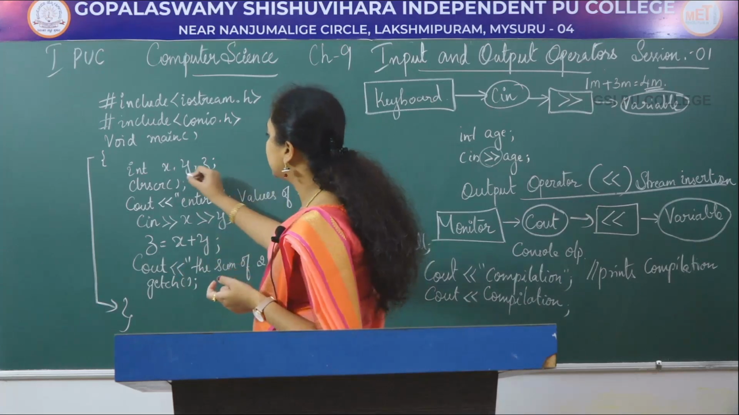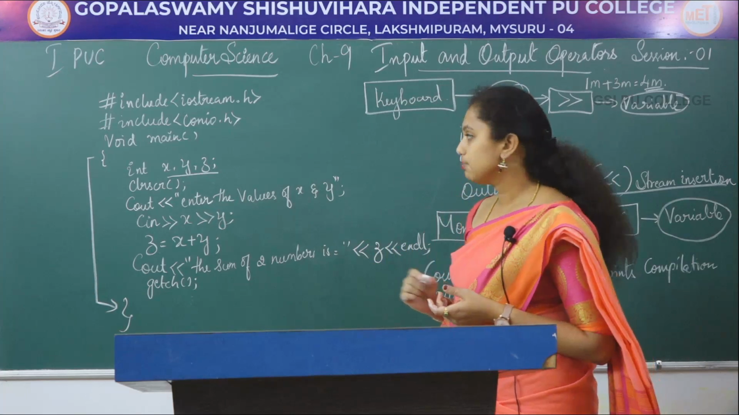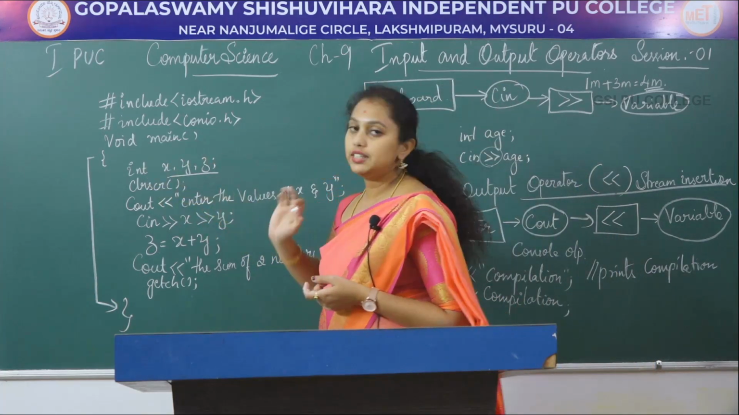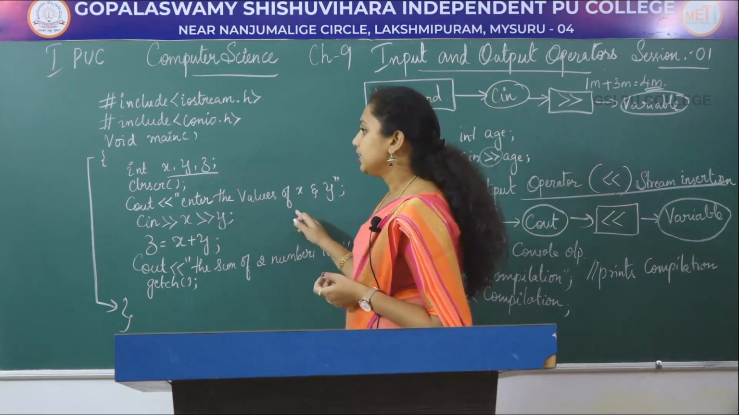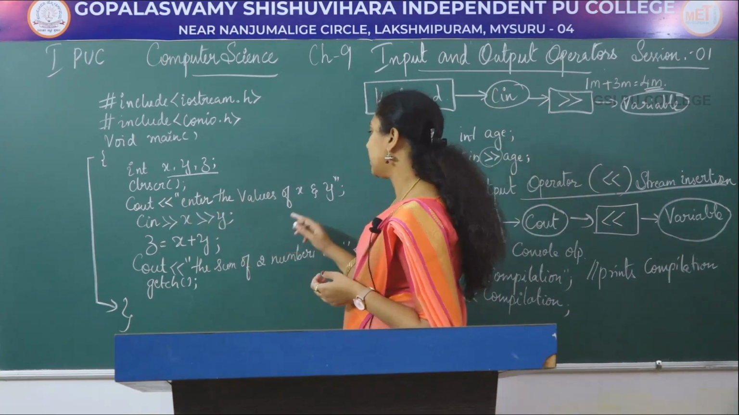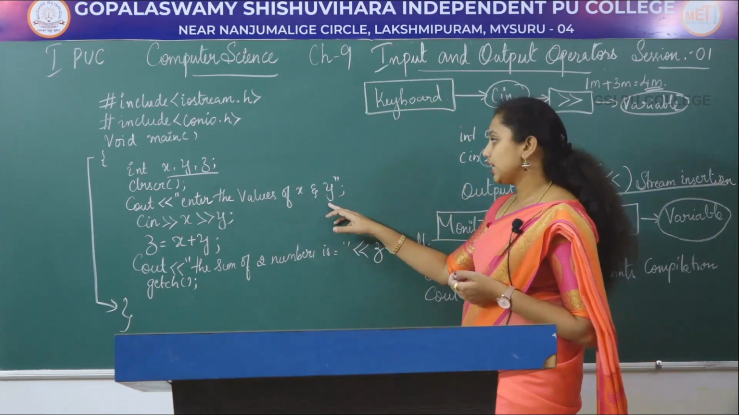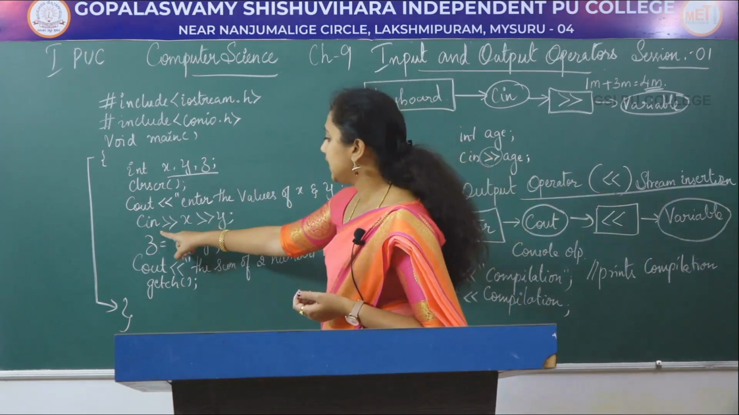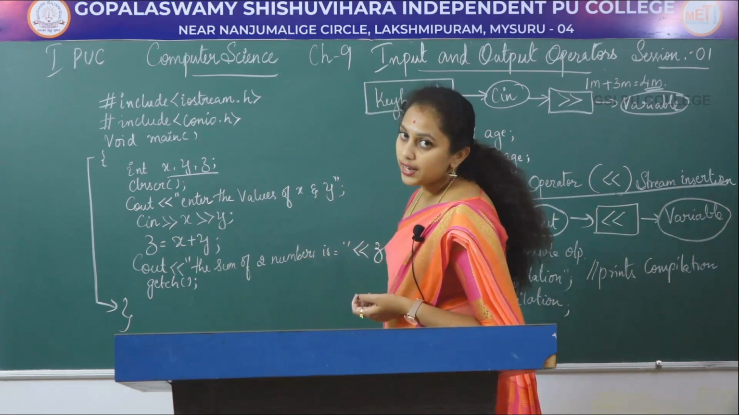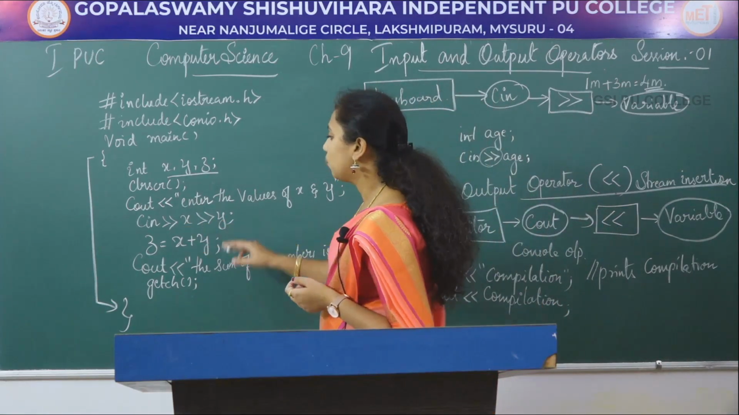So here we have declared three variables x, y and z of type integer because we are taking integer values here. Then using the cout statement we are going to print as it is, that is, I enter the values of x and y. That is why I have enclosed this within double quotes. Using cin, this is the stream extraction operator, we are extracting the values of x and y.